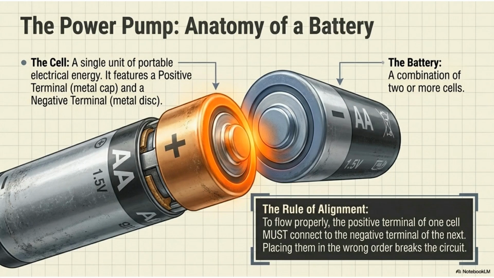Inside the power pump, or battery, we find individual cells. For a circuit to function, we follow the rule of alignment. The positive terminal of one cell must connect to the negative terminal of the next. Placing them incorrectly will break the circuit.